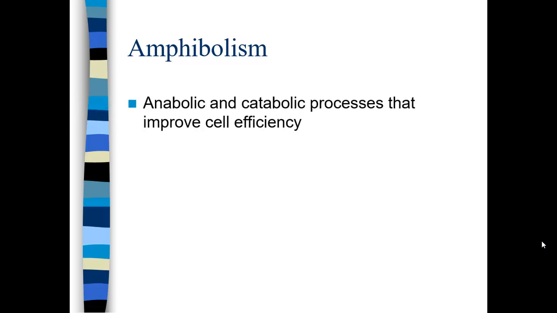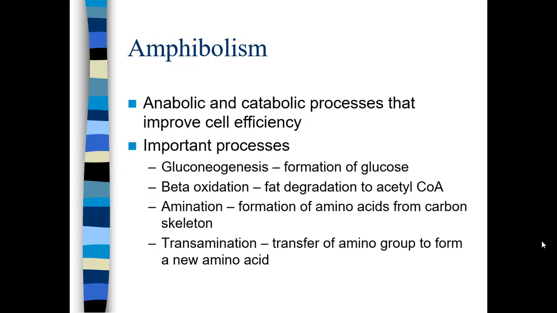Okay, and then here's an interesting concept. This is amphibolism. Amphibolism is when both anabolism and catabolism are occurring at the same time. So amphibolism is both processes that occur in order to improve cell efficiency. And some important processes can go both ways.